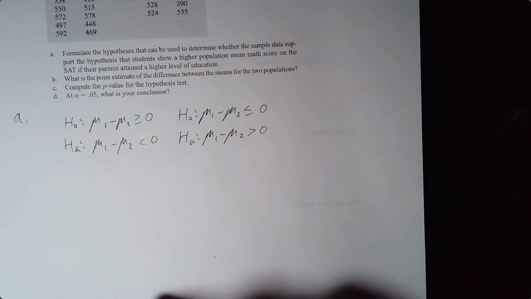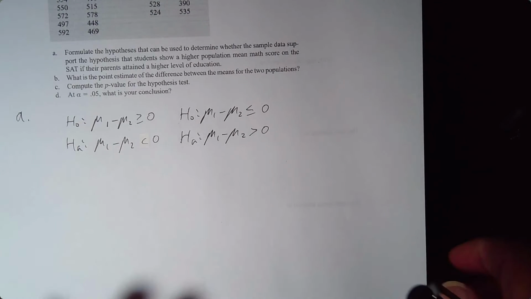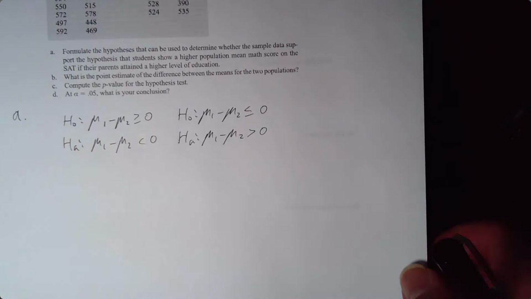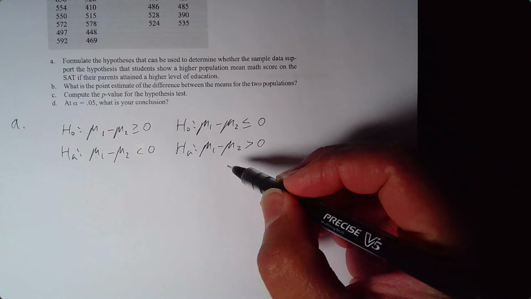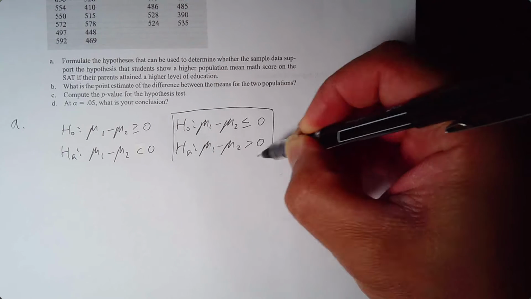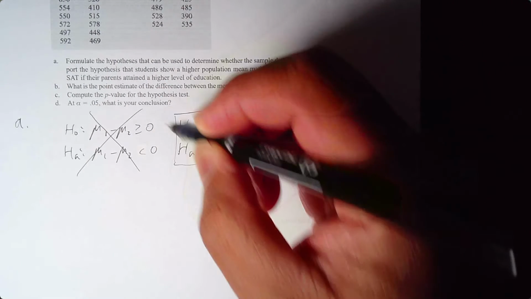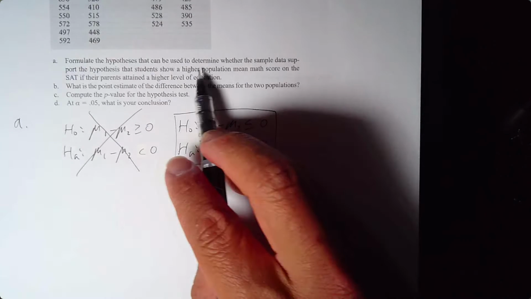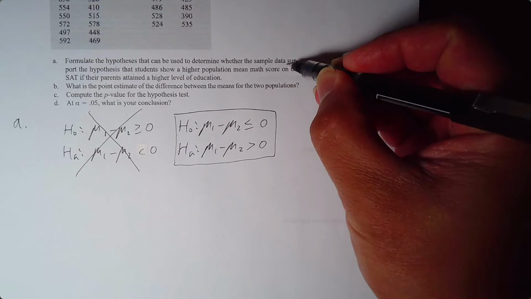Now, go ahead and pause the video. Take a second to think about which one you would choose and why. Okay? So the correct one is this one, so we will not use this one. Now, why is that? I'll read the question again and look for the keyword: we want to support a particular claim. Okay, so that is going to be our goal.